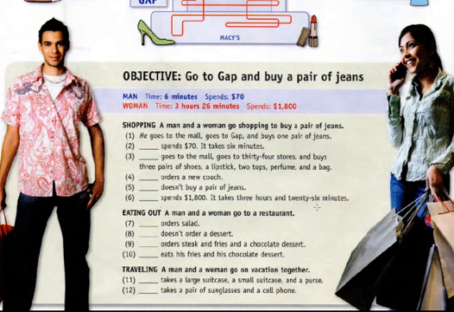Eating out. A man and a woman go to a restaurant. Number 7, orders salad. Number 8, doesn't order a dessert. Number 9, orders steak and fries and a chocolate dessert. Number 10, eats his fries and his chocolate dessert. Traveling. A man and a woman go on vacation together. Takes a large suitcase, a small suitcase, and a purse. Number 12, takes a pair of sunglasses and a cell phone.